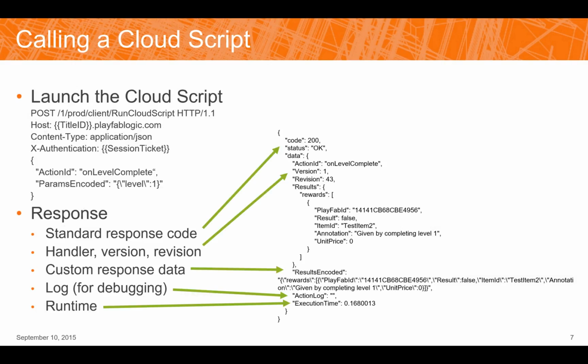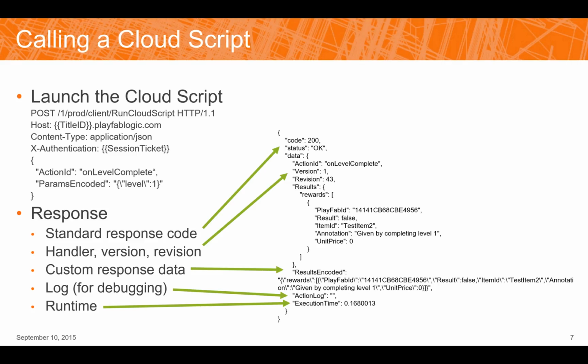When you execute the cloud script, you make the call to it, you pass in any parameters. So in this case, I'm calling out to the on-level complete example that I showed you earlier that I uploaded, and I'm passing in as my parameter what level was completed. In the response that I get back, in addition to the standard response code, which in this case is of course the 200 since it passed, you'll get back the handler, the version, and the revision that were run. So on-level complete was the one I ran, version 1. In this case, revision 43. There was some testing I was doing on another title. That's what this is from, just so you know.